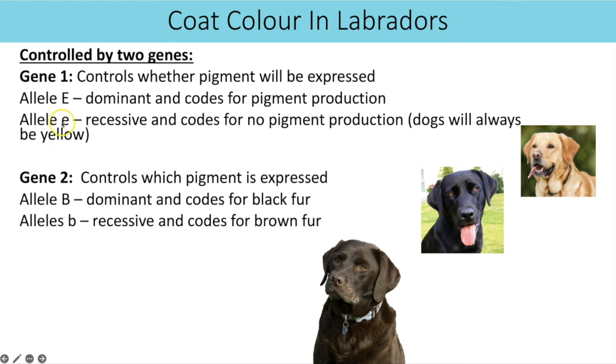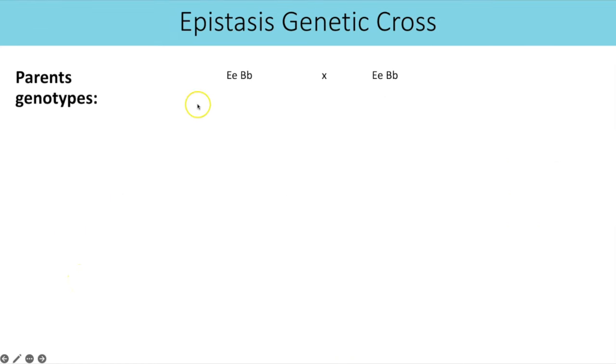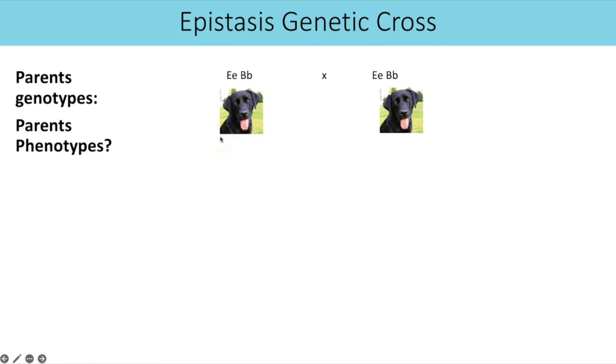Because if an individual is lowercase e, meaning 2 recessive alleles, it doesn't matter what combination of alleles they have for gene 2, it is not going to be expressed. So if we go through an example, here we have 2 parents heterozygous for both genes, and because they've got at least one capital E, that means the pigment will be expressed, and because they've got a capital B, that means the pigment is black. So this would be 2 black Labradors.